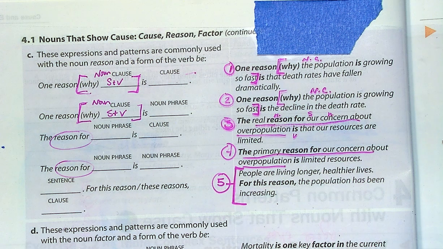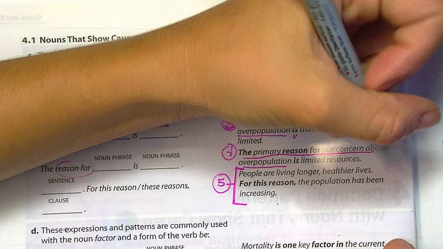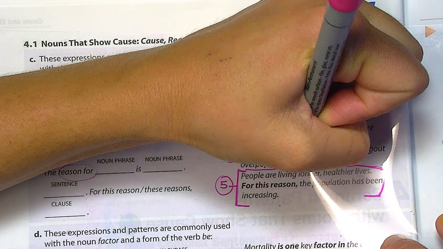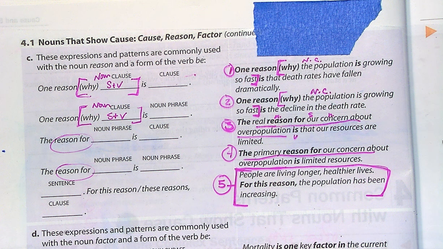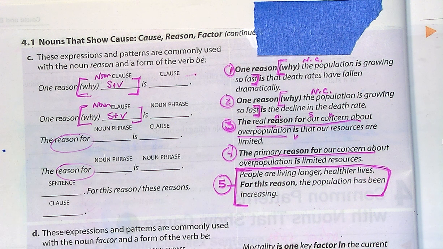People are living longer, healthier lives. For this reason, the population has been increasing. And I'm going to just kind of bracket this whole thing out. This is all number 5, these two sentences. In this case, we'll notice that example number 5 has something a little bit different. Let's take a look at this. For this reason. What kind of grammar is that? Does that look different than the other examples?